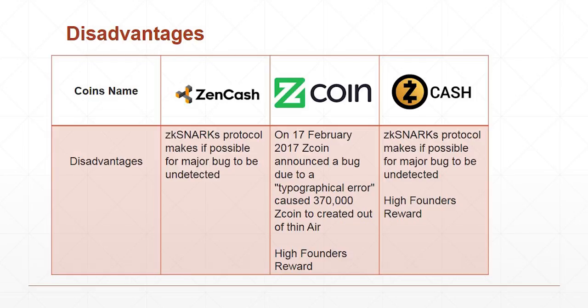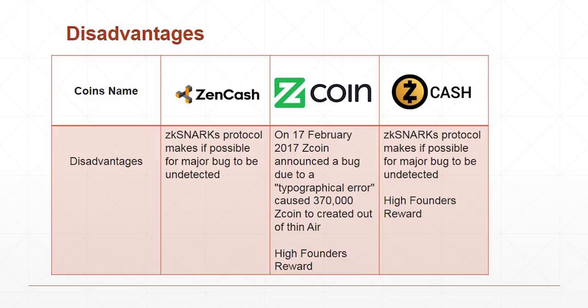Also, ZCoin actually had a huge problem earlier this year. There was a typographic error in the code, and 370,000 ZCoins were actually created out of thin air. But it was very quickly dumped and identified by the developers. But that nonetheless is a problem. But I think at the moment these coins should have been circulated in the market. There are rumors that it was an inside job, but at the moment nothing is proven.